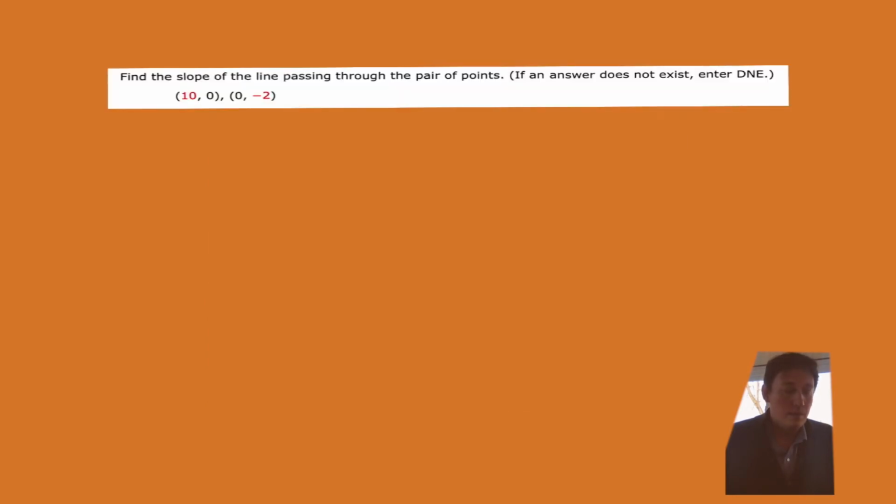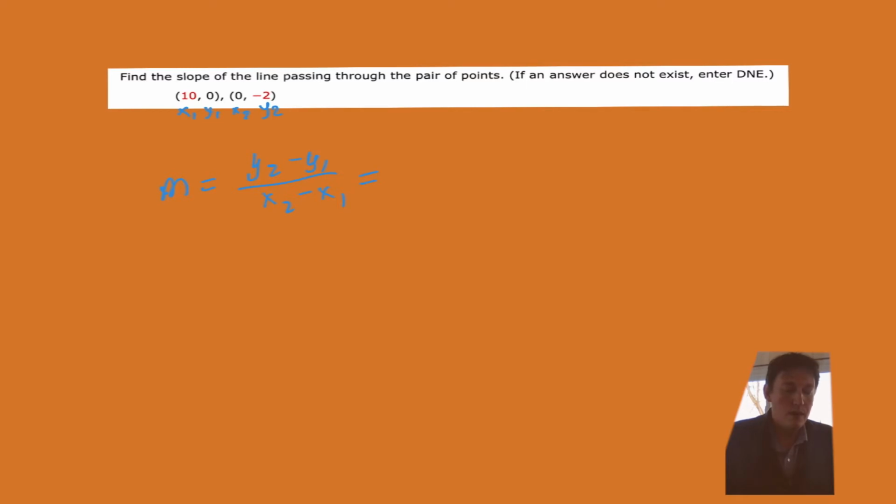In the next example, you're asked to find the slope of a line that passes through a pair of points. So you have 2 points. You have 10, 0, you have 0, negative 2. What you want to do first is name those 2 points, x1, y1, and x2, y2. Now it doesn't matter which one you make x1, y1, which one you make x2, y2. Either way is going to give you the correct answer. The slope, as we mentioned before, was y2 minus y1 over x2 minus x1.